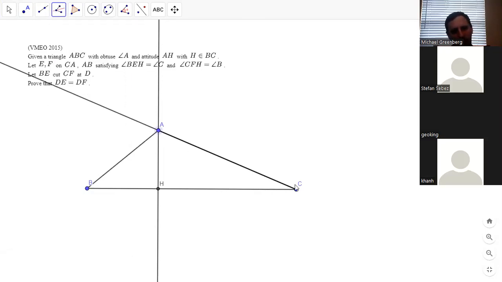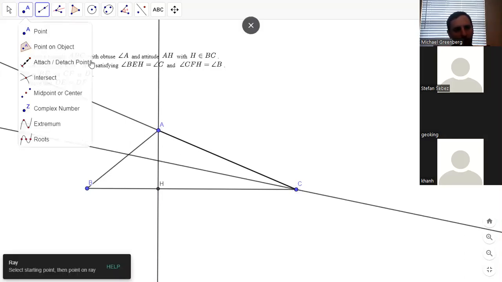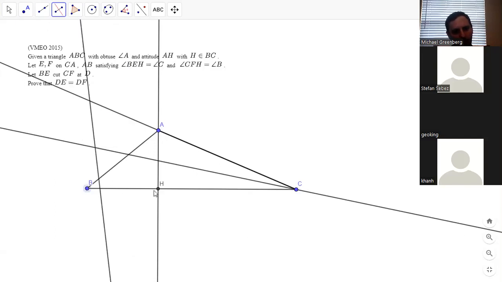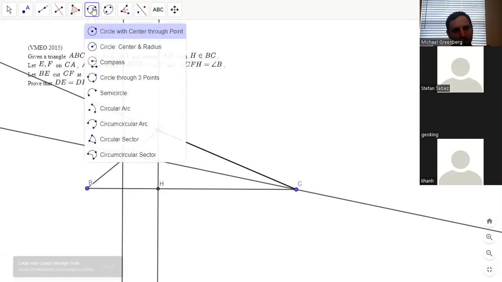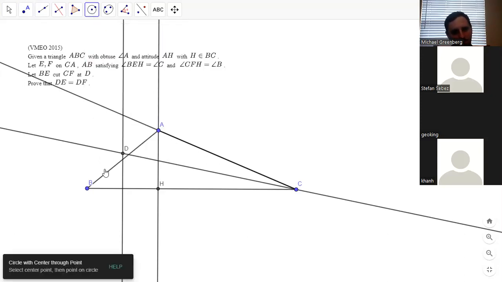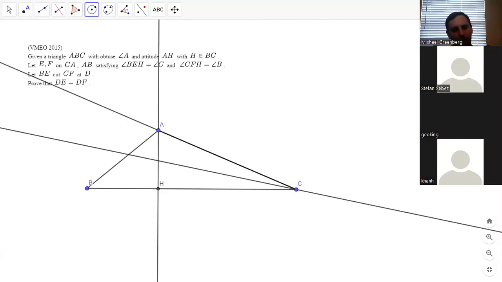Let me draw the angle bisector of this and see where it meets the perpendicular bisector. And then I want to draw the circle. Sorry. Oh no, that didn't work. Why? What was I thinking? Oh wait, yeah, not the angle bisector.